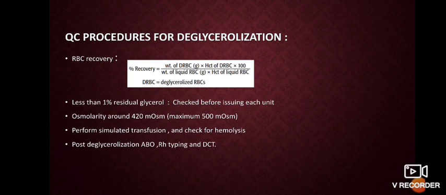And we should perform simulated transfusions and check for hemolysis, and post deglycerization, ABO and Rh typing and DCT should be done before issuing.